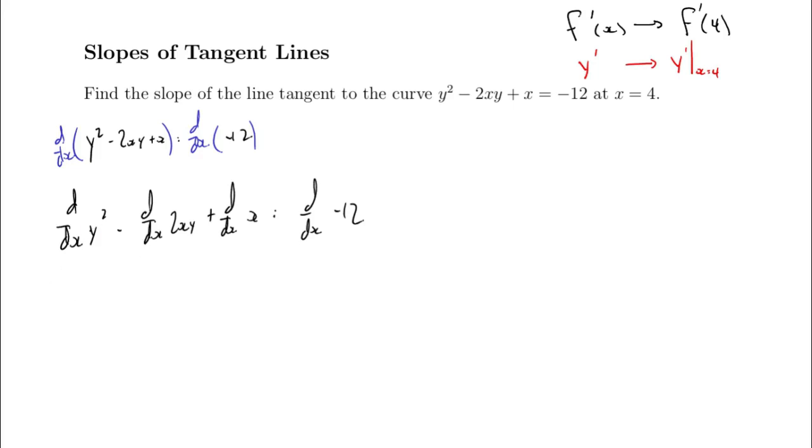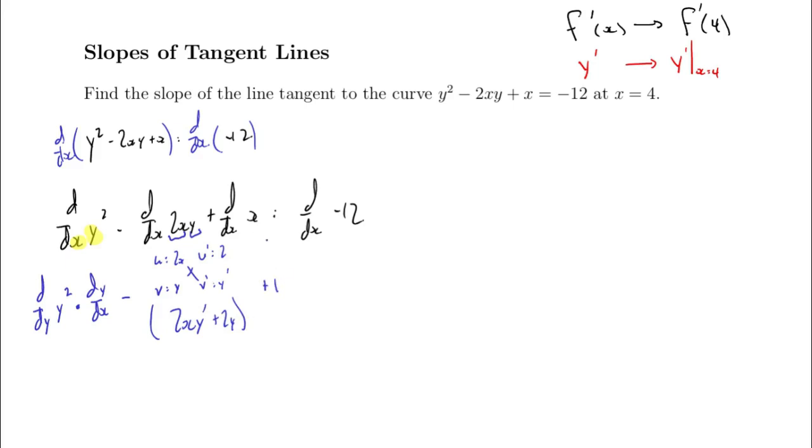Okay, so we know we're going to have to use the chain rule here because x and y are not the same variable. We're differentiating this function with regard to a different variable. We're going to look at the derivative with regard to y of y squared multiplied by the derivative of y with regard to x. Over here, we've got a little product rule action because x and y are different from each other. So maybe u is 2x and v is y. That means u prime is 2 and v prime is y prime. So we're going to say minus, in parentheses, 2x y prime plus 2y. The derivative of x is just 1, and the derivative of negative 12 is 0. Those last two are easy.